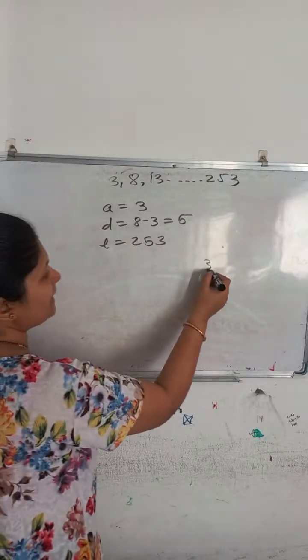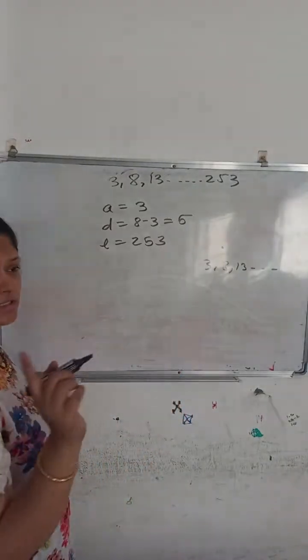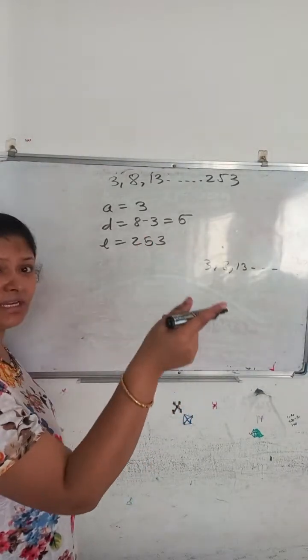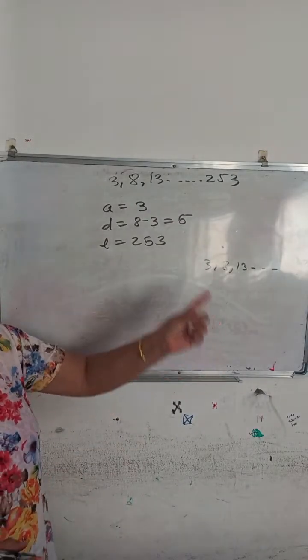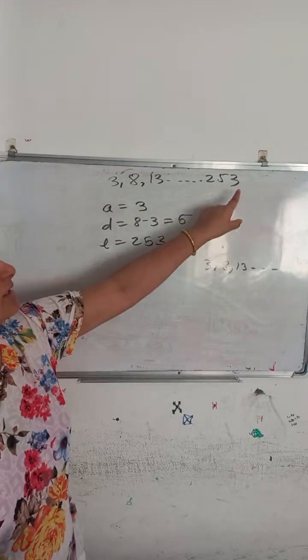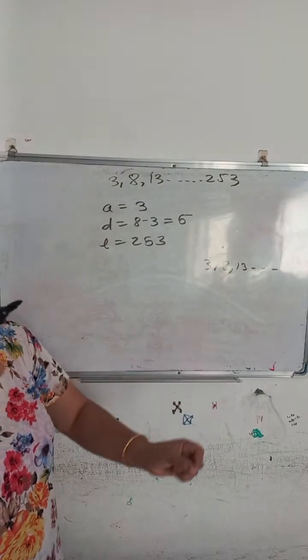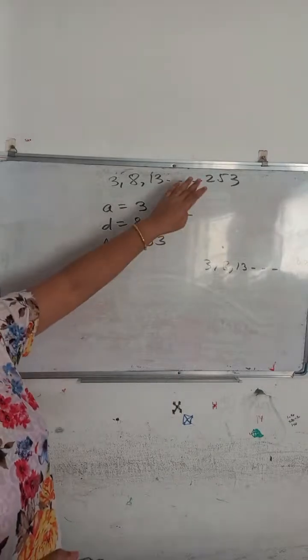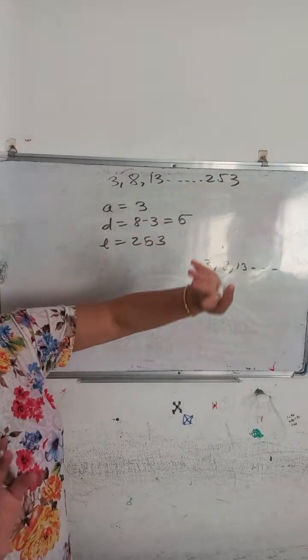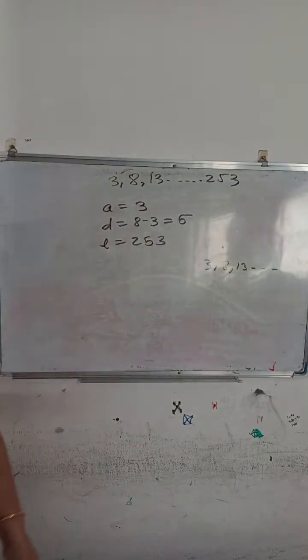Suppose they give it like 3, 8, 13 and so on. Then there is no last term, because this AP is infinite. But if they mention it like this, the last number is 253 and after that nothing is there. They are not giving a full stop like we do in English or Hindi. Here the number stops, which means that is the end of this AP. So 253 is the last term over here.